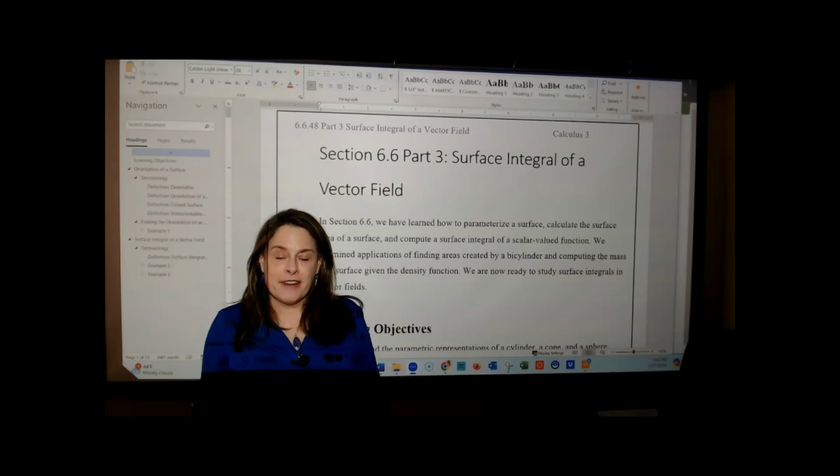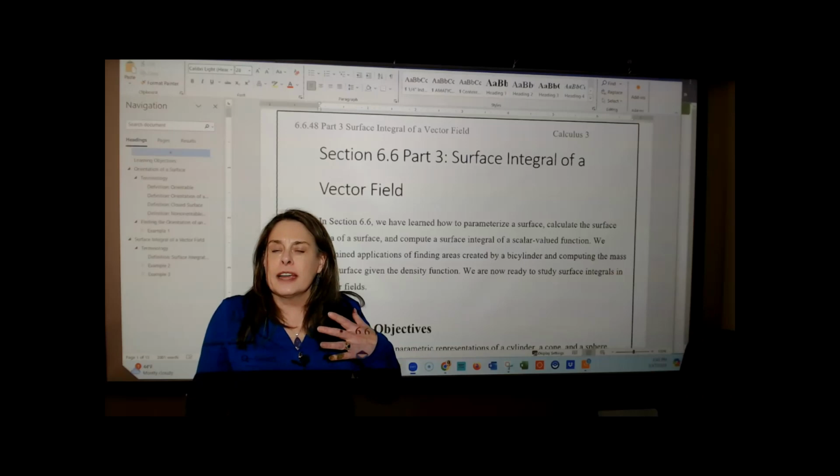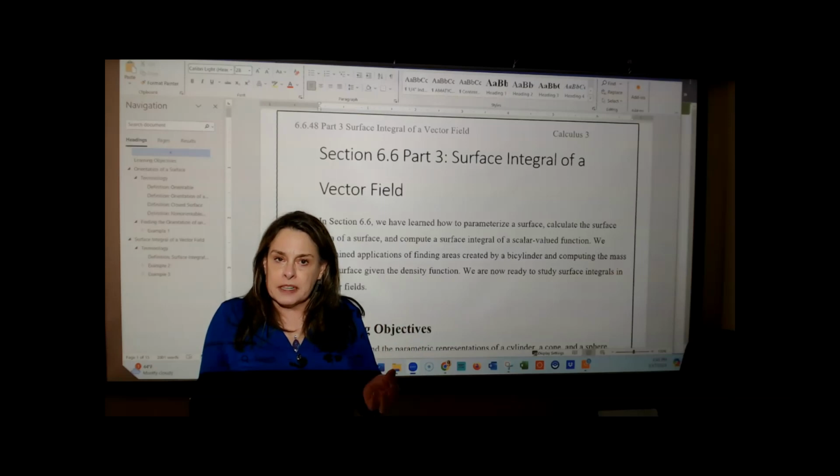We're ready to begin the final video over section 6.6 on surface integrals. We started by computing the surface area of a surface, where a surface was a sort of two-dimensional object that nonetheless existed in three-dimensional space. We could think of it sort of like a sheet flapping in the wind. At any given point, it's two-dimensional, has length and width, but no depth or height to it, and yet it exists in three-dimensional space.